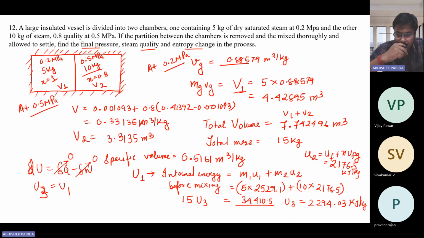Yeah. So once you get that, you have U3 and V3, the specific volume after mixing. Now try to match this with the steam table, in which case you are getting somewhere near that. So just check 2294, 2294.